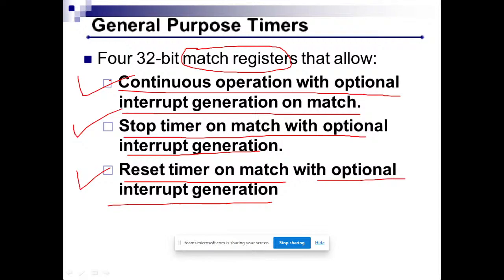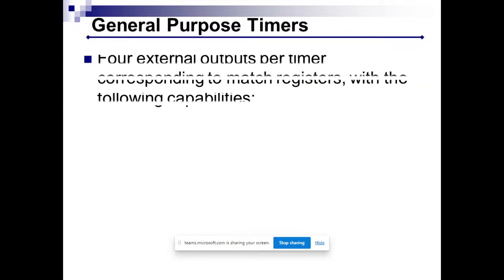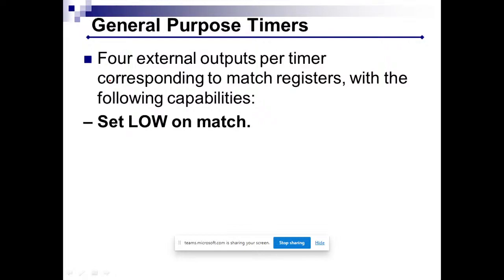So there are different modes of operation in a timer, and there are registers to define the working of this timer. There are 4 external outputs per timer corresponding to the match registers with the following capabilities. The first one is set low on match.